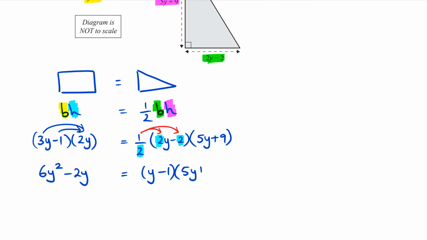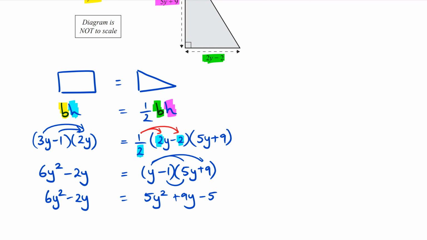And I've still got that 5y plus 9. I don't really multiply that with the half because I've just multiplied that half with that first bracket, and that's more than enough. Now I've got a quadratic on the right-hand side. So 6y squared minus 2y equals 5y times y, which is 5y squared, y times 9, which is 9y, negative 1 times 5y is negative 5y, negative 1 times 9 is negative 9.